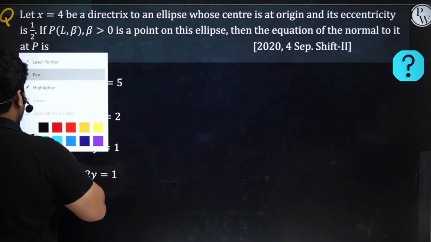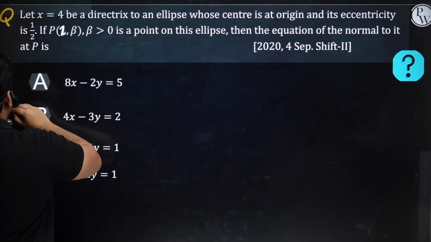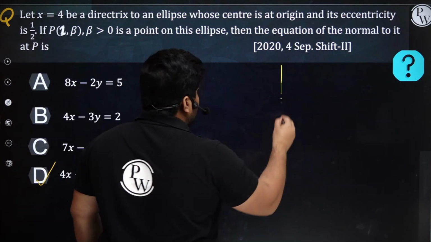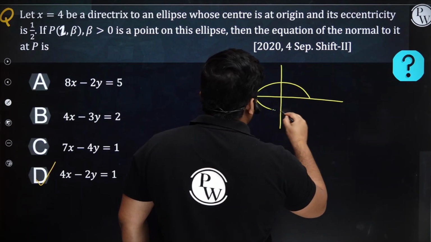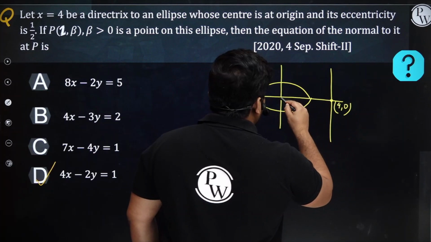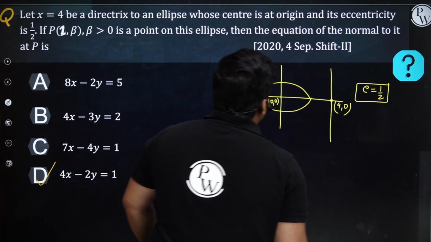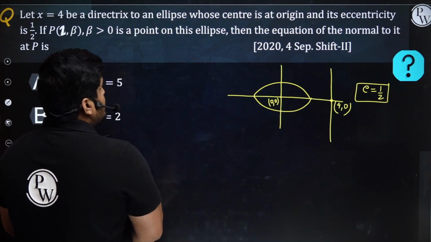This is not L, this is actually 1. Okay. The problem is: let x equal to 4 be a directrix to an ellipse whose center is at origin and eccentricity is 1 by 2. So x equal to 4 is the directrix, center is 0, 0, and eccentricity e is 1 by 2, fine. What else? Let P(1, beta) be a point on this ellipse, then find the equation of the normal to it.